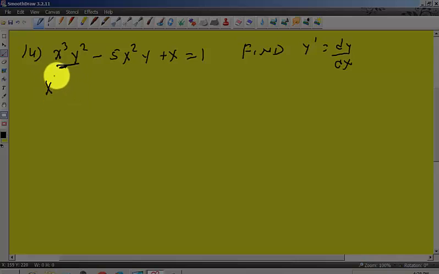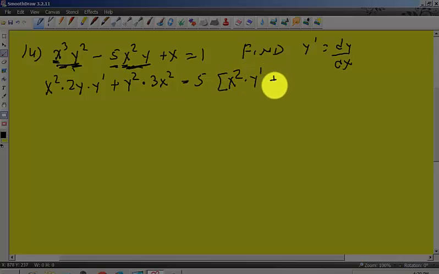So first times the derivative of the second, which is 2y times y prime, because I'm applying a chain rule, plus the second, y squared, times the derivative of the first, which is 3x squared. So every time you get to a y, you're going to get a y prime, minus. This 5 is just the coefficient. I'm just going to get that out of the way for right now. Then I'm going to use a product rule right there. First times derivative of the second plus second times derivative of the first. So that's done. Then I have to take the derivative of that, so I'm going to get plus 1. And the derivative of 1 is 0.